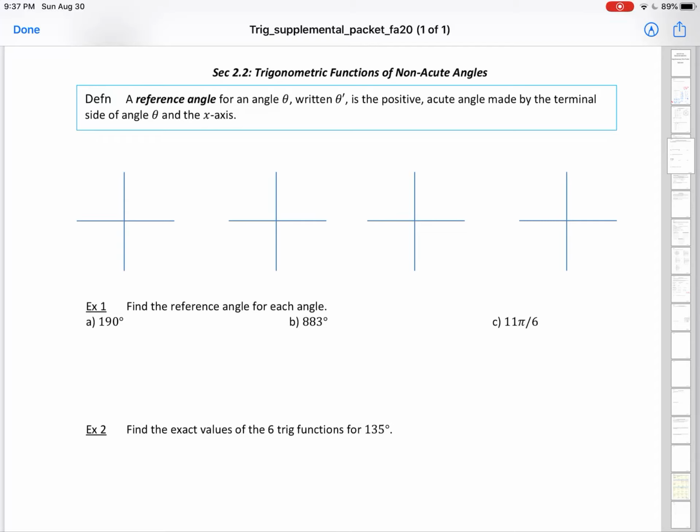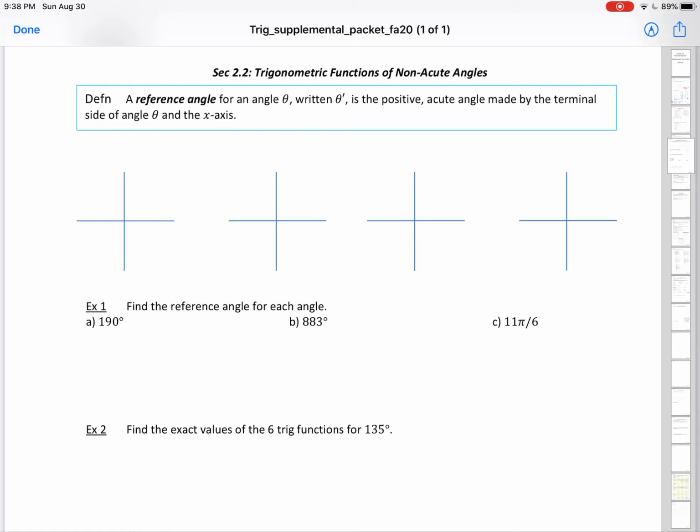Okay, so here we are in section 2.2, and now we're going to look at trigonometric functions of non-acute angles, angles that are outside of that first quadrant. And so, as we do so, we have a definition of a reference angle. A reference angle for an angle theta, written theta prime, that little hash mark, is the positive acute angle made by the terminal side of the angle and the x-axis.